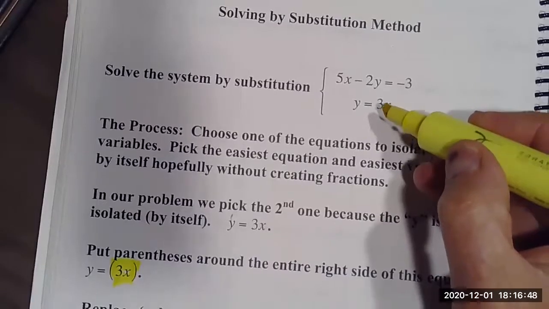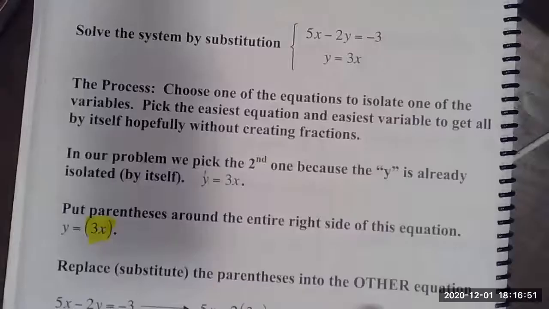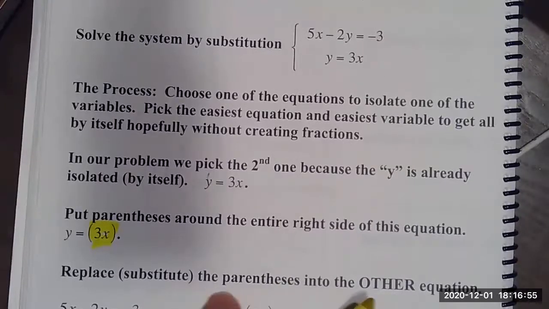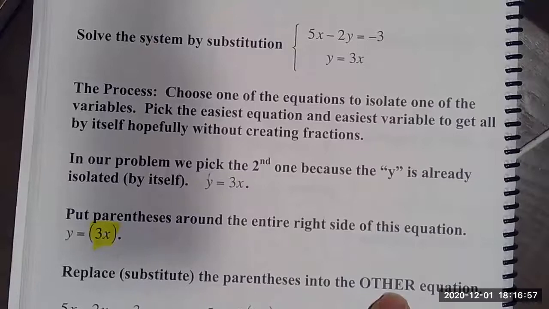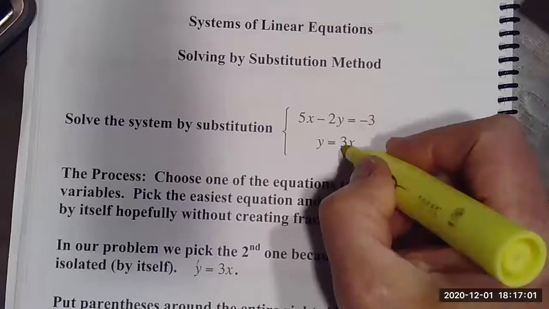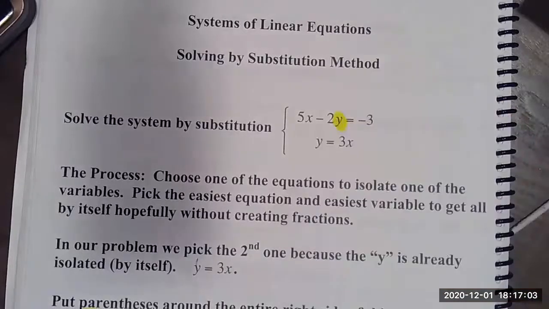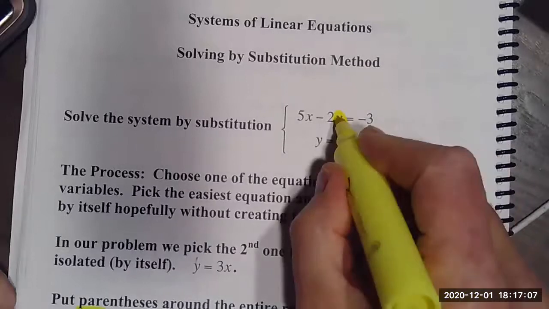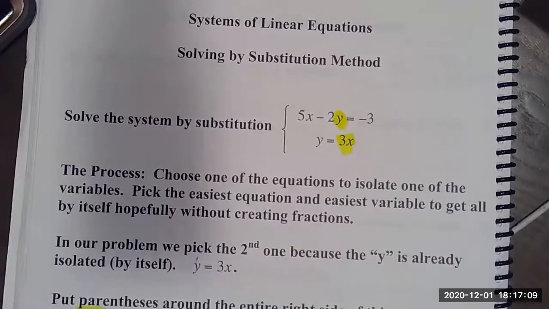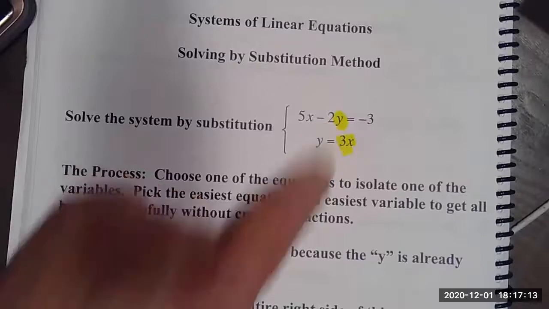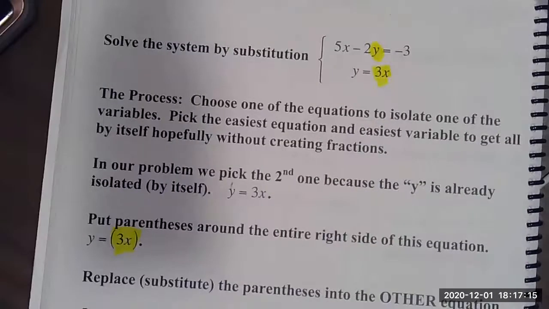I think it says it right here. Oh, there it is. I even put it in bold to kind of catch your attention. You're going to replace or substitute the parentheses stuff into the other. Okay, where's the other? Y equals, okay, right here. This right here is going to go right in that one. Because it says y equals 3x. Okay, that y's got to be 3x. So that's what my step is showing you down here.